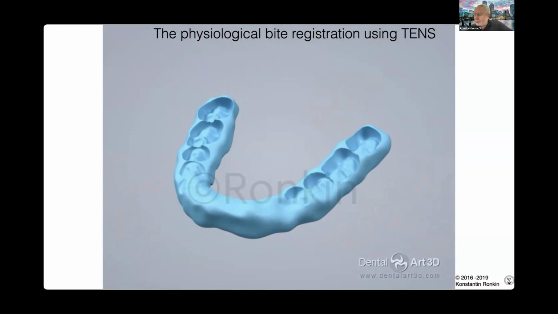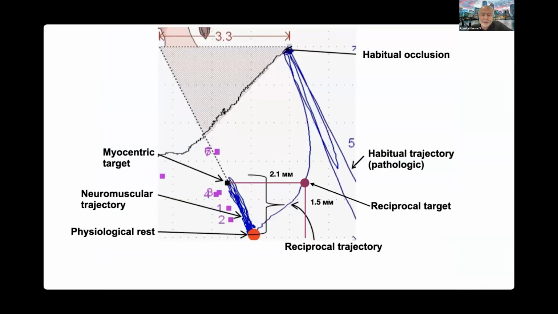All right. The one thing I want to show you, because very often I see doctors who determine this using TENS, using some elements of the neuromuscular concept, but in the end, they get the wrong result. This is a diagram of the kinesiography. And you can see the habitual occlusion. You can see the habitual trajectory. And you can see the neuromuscular trajectory, right? And you see the physiological rest. This red dot is the physiological rest position.